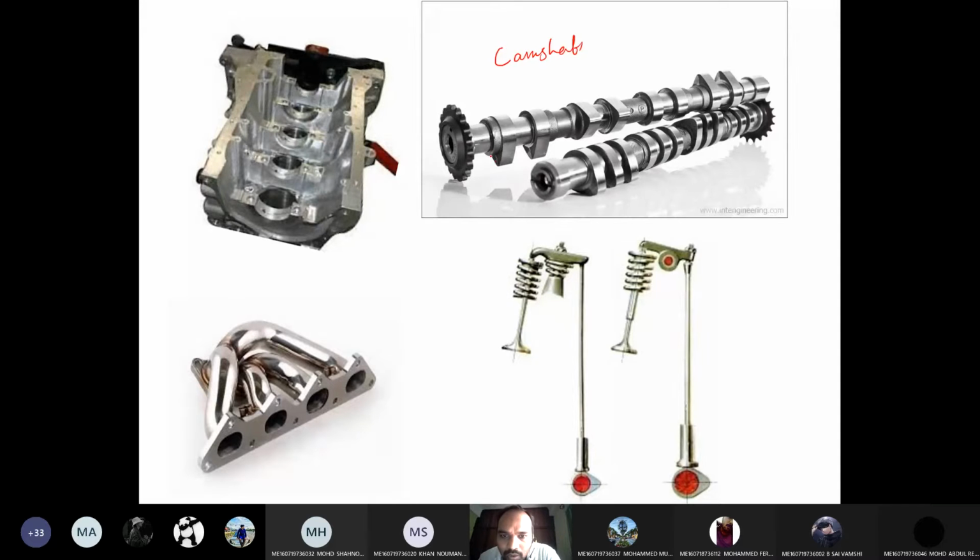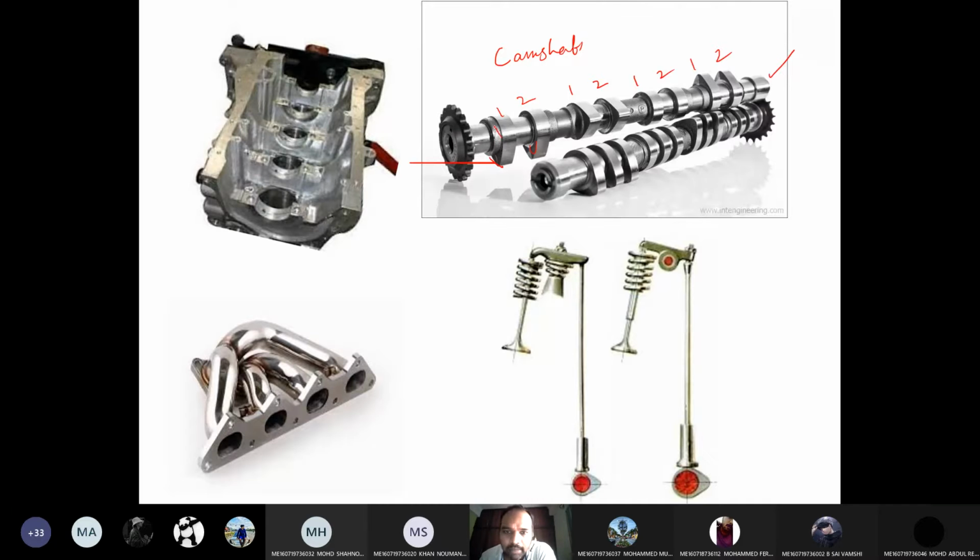Can you see the projection over here? Yes, these are the projections, the cam lobes. Now tell me, on this shaft, in total how many cams are there? Eight. Total eight are there, right?